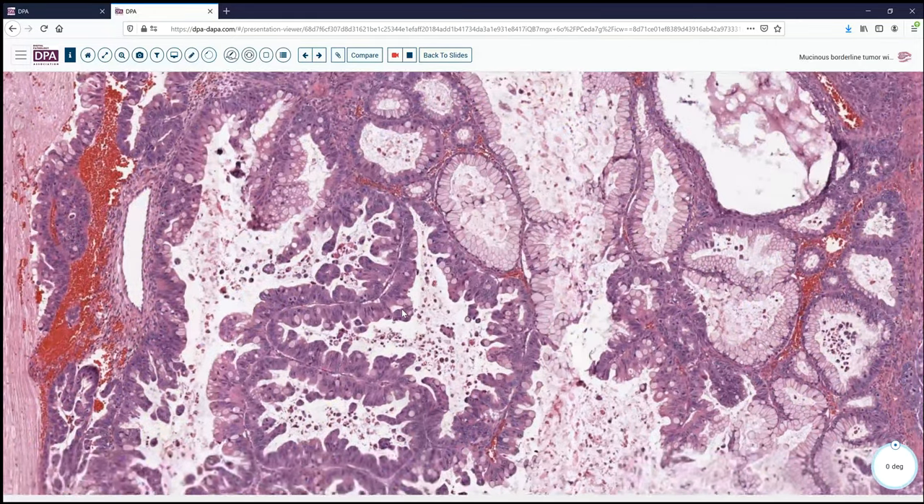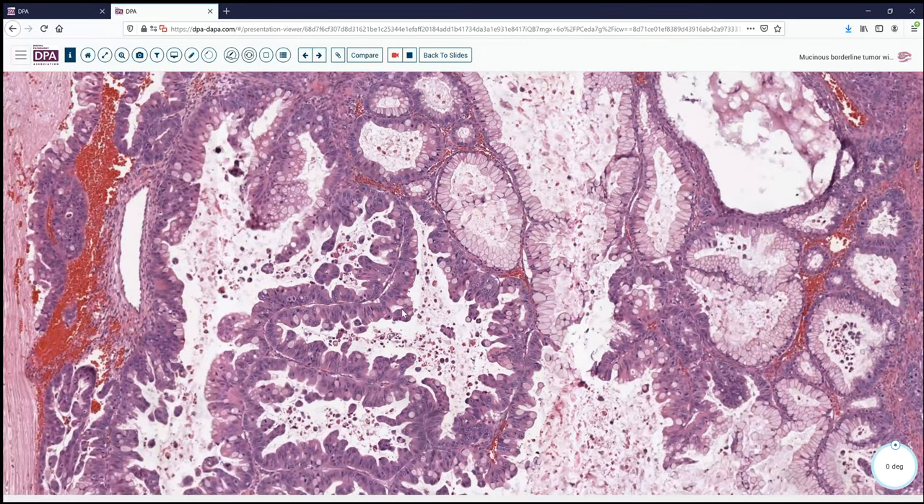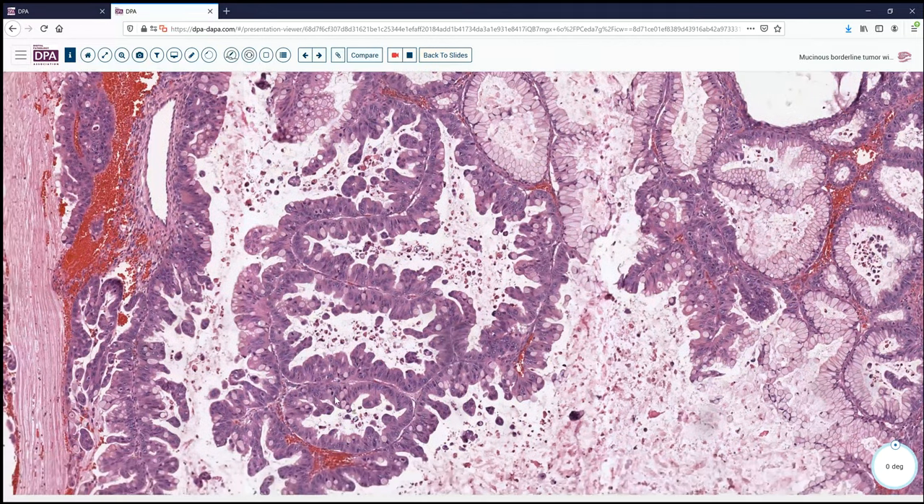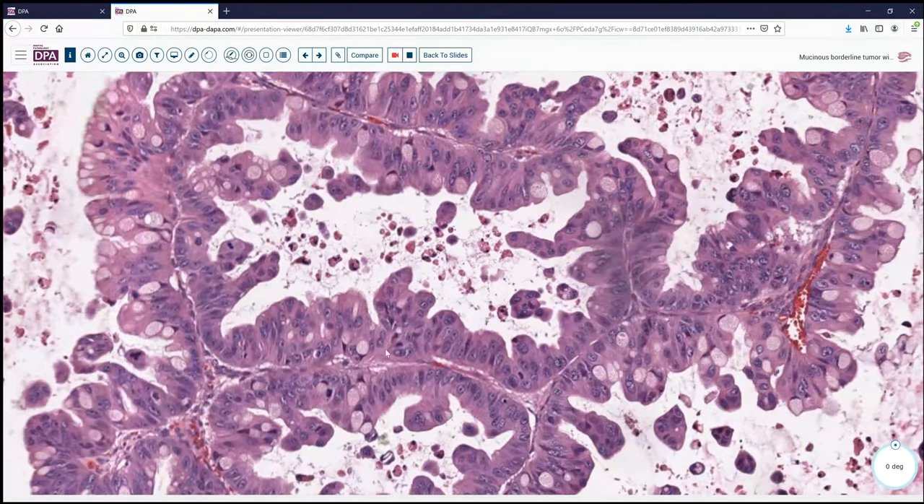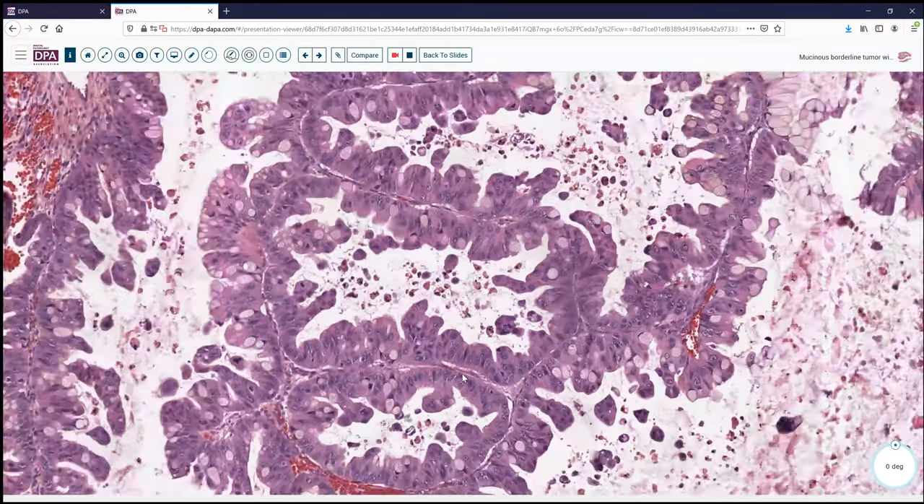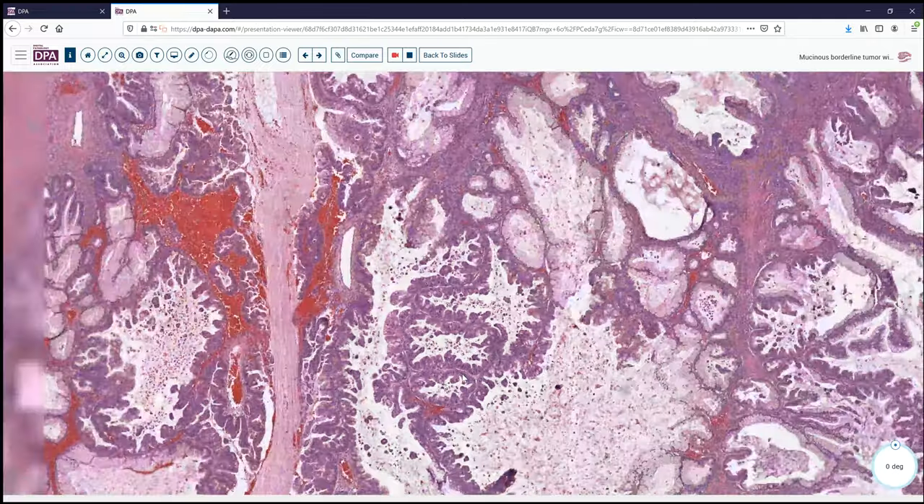So if this is a 20 centimeter lesion, you're going to be spending a good deal of time searching through those 20 blocks or 20 slides, sections, to define areas that look worse. And again, here we see enough architectural atypia to call this intraepithelial carcinoma.